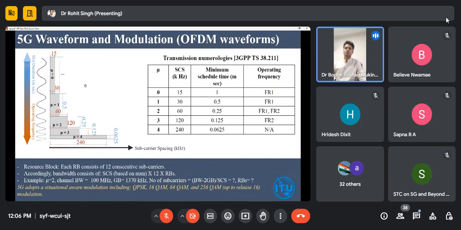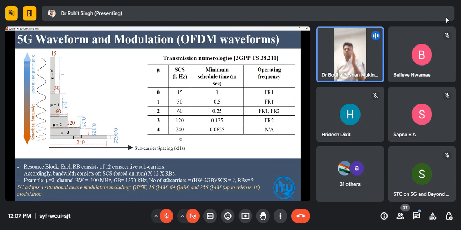So here, what you can do, numerologies, you can have one with 15, one with 30, one with 60, 120 and 240. You can have 0, 1, 2, 3, 4 numerologies, which are denoted by a symbol mu. So this is how it is increased, 2 raised to power mu into 15. For mu equals 0, the bandwidth separation is 15. For mu equals 1, bandwidth separation is 30. That means bandwidth separation is equal to subcarrier spacing between two carriers. So if you keep on increasing up to 4, your subcarrier spacing becomes 240.